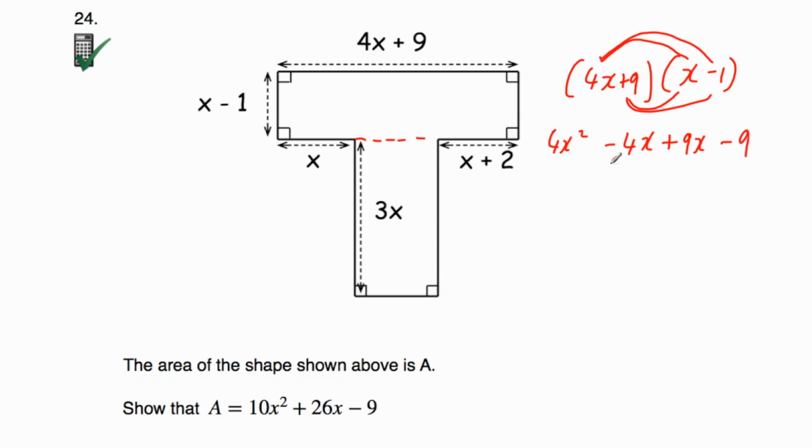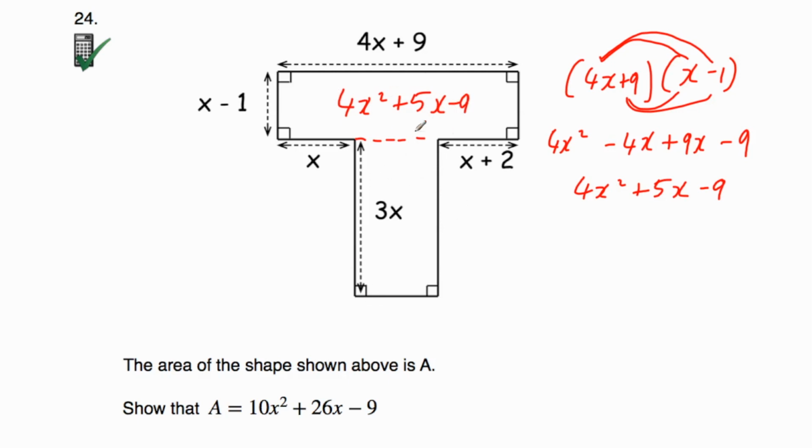And then collecting our like terms, we've got minus 4x plus 9x. Well, minus 4 plus 9 is 5. So that'll be 4x squared plus 5x minus 9. So the area of this rectangle is 4x squared plus 5x minus 9. So that's the area of that region.